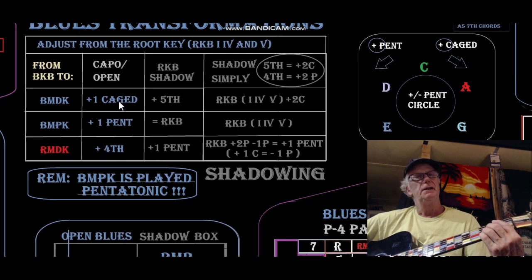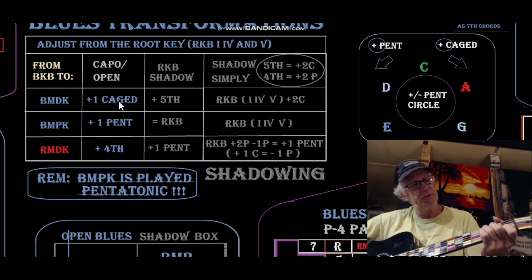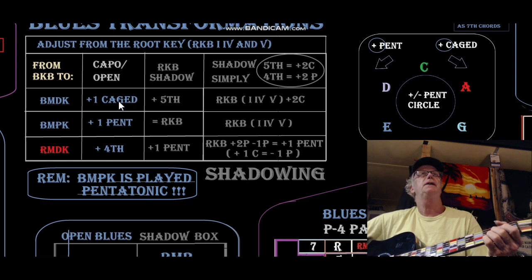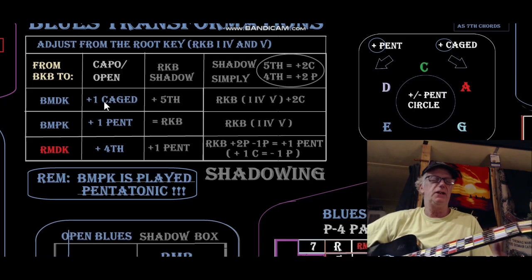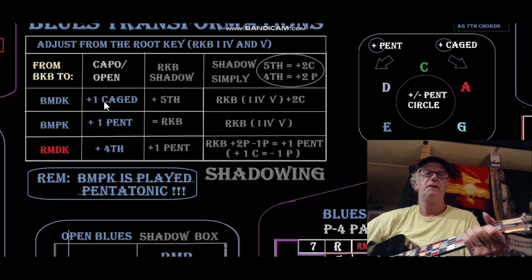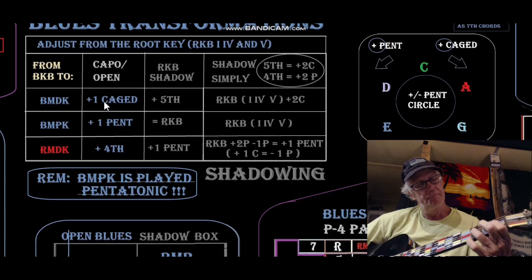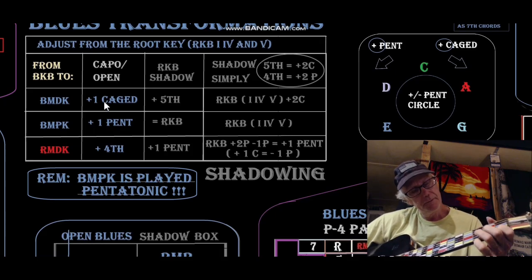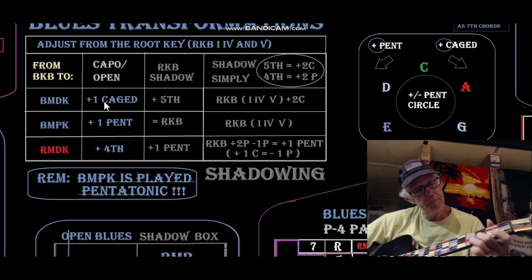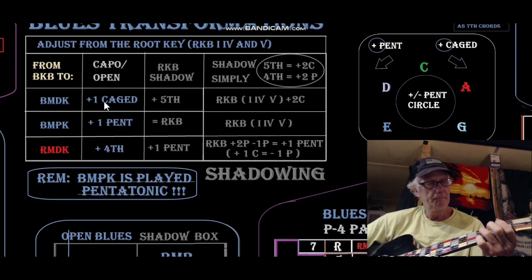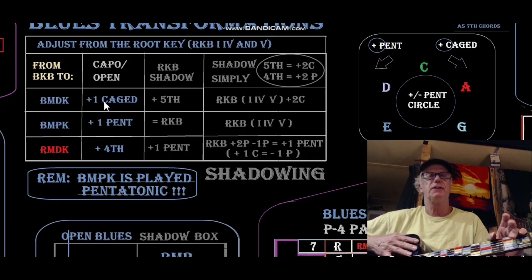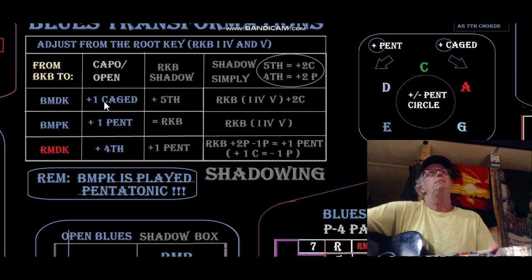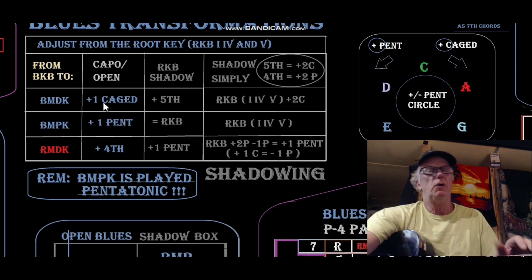All right, that is where it is. That's where the C goes to the A shape there. Okay, so it's plus one caged. So we can play an easy diatonic scale right there. So here's our C7, and then A. That is an A-shaped diatonic scale, okay, from the C. We could do it from all five caged.